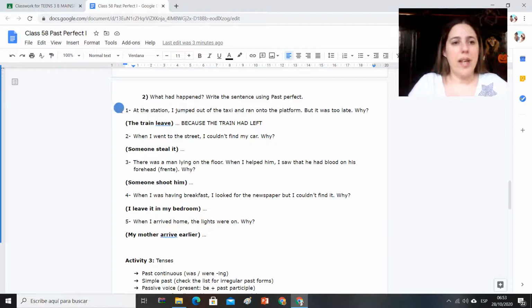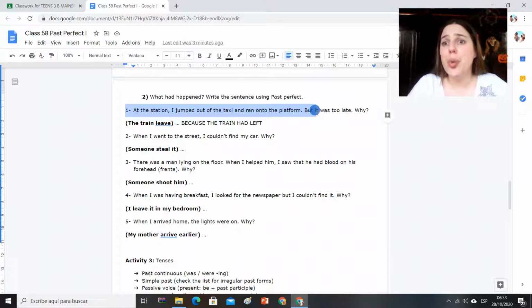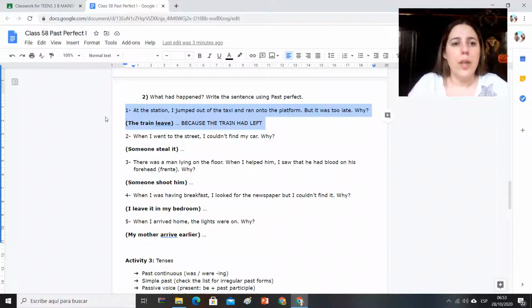Number 1, let's read. At the station, I jumped out of the taxi and ran onto the platform. But it was too late. Era demasiado tarde. Y tengo entre paréntesis, the train left. Pongo eso, past perfect, because the train had left.